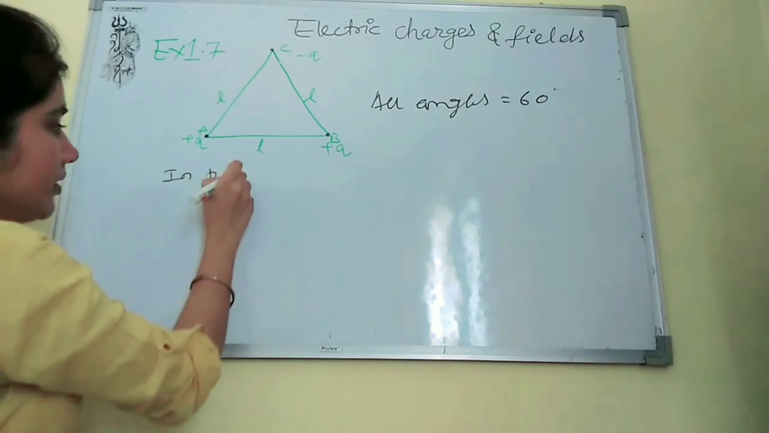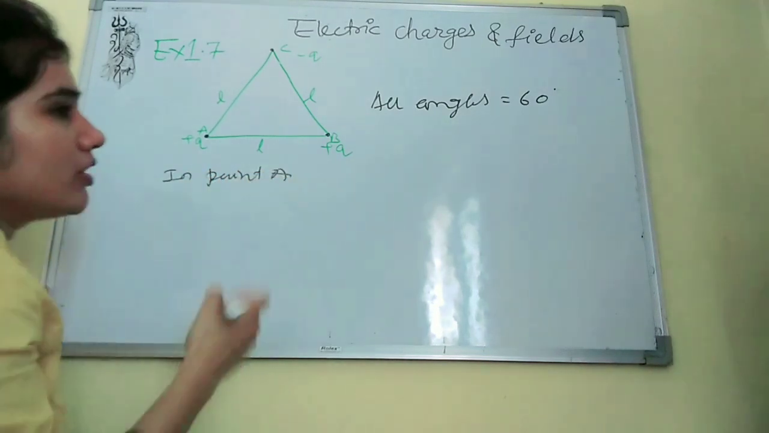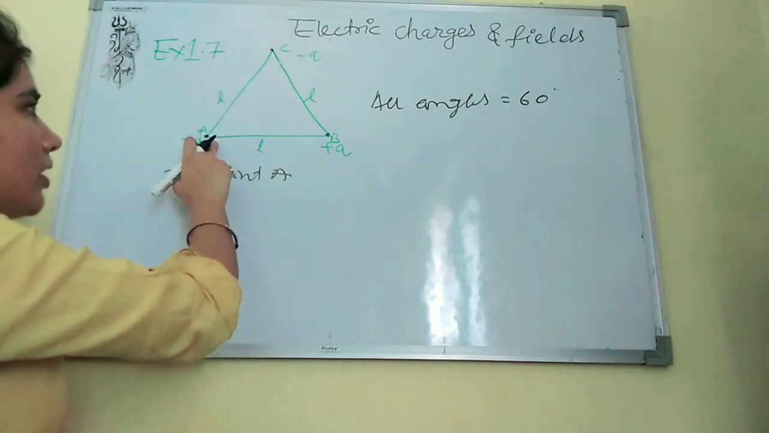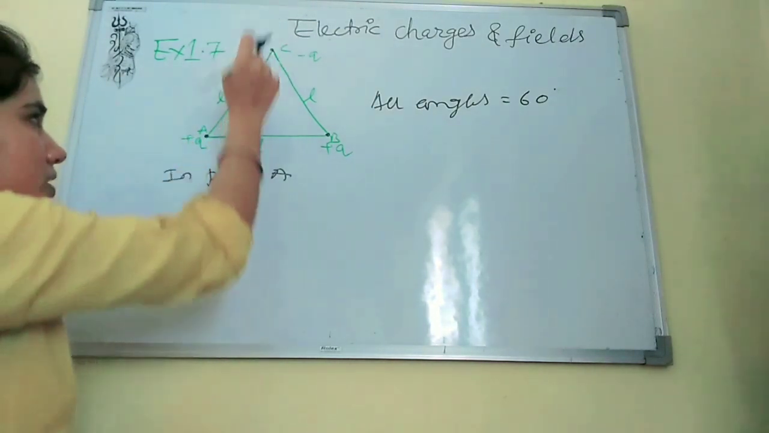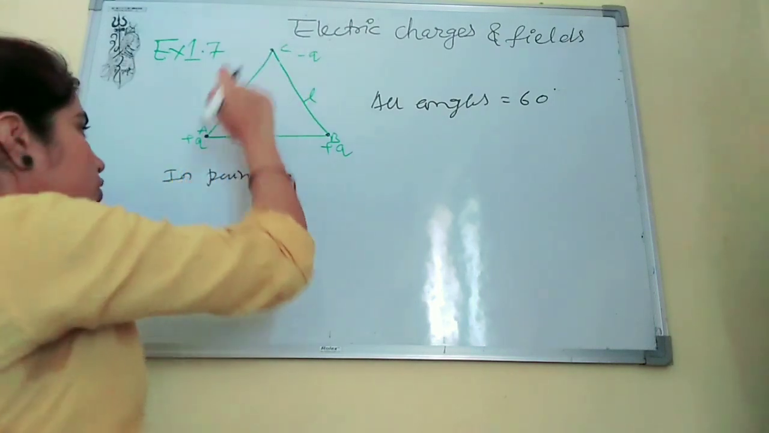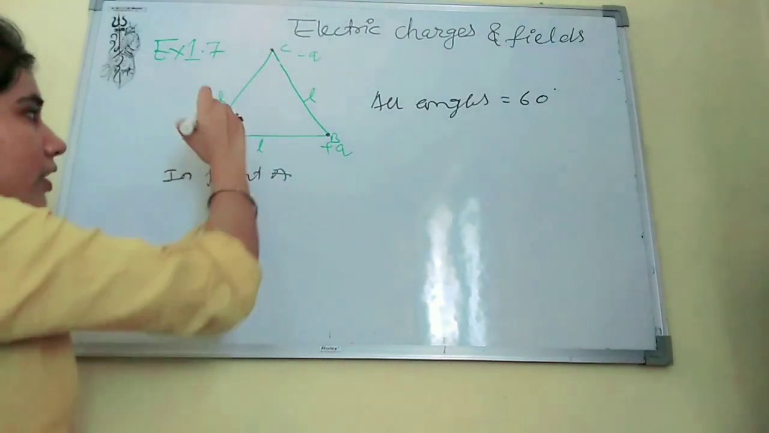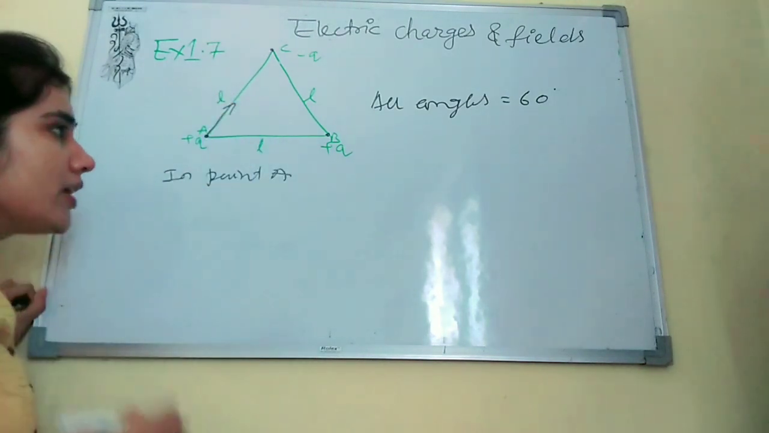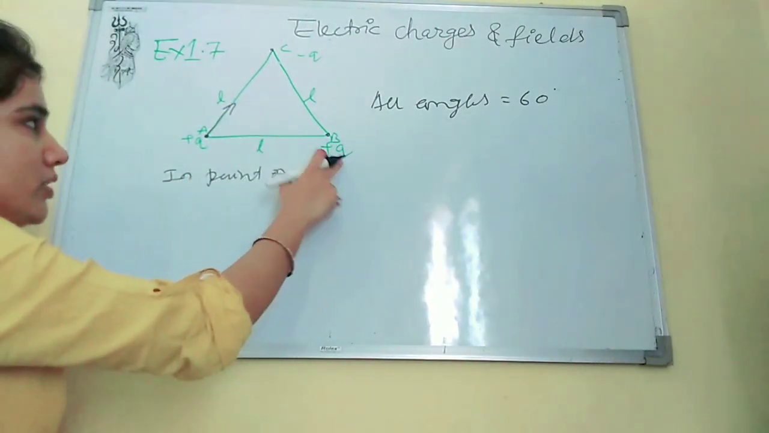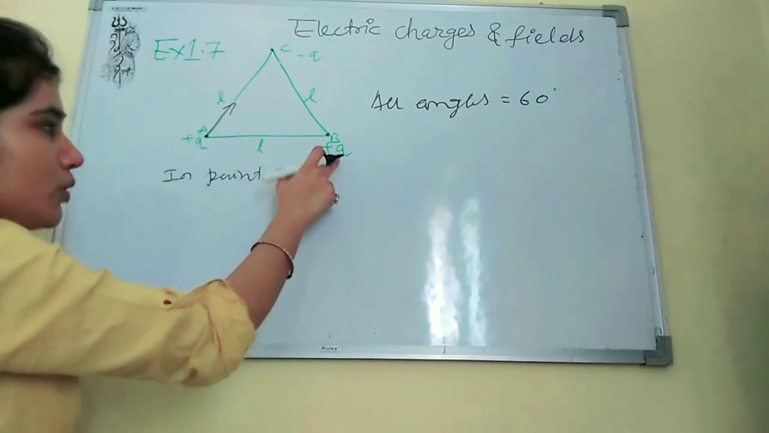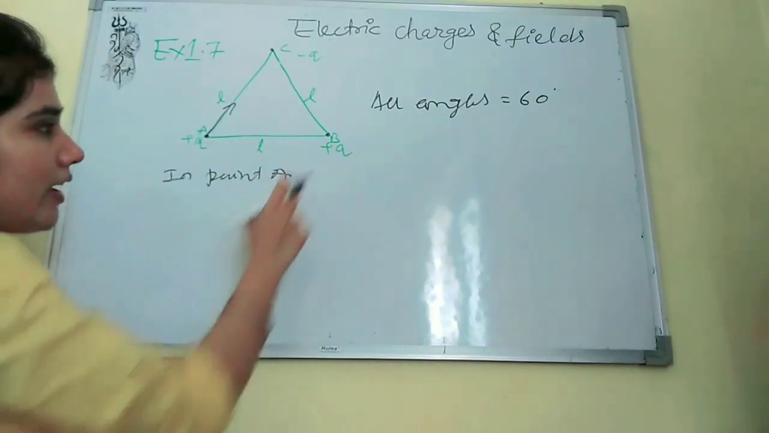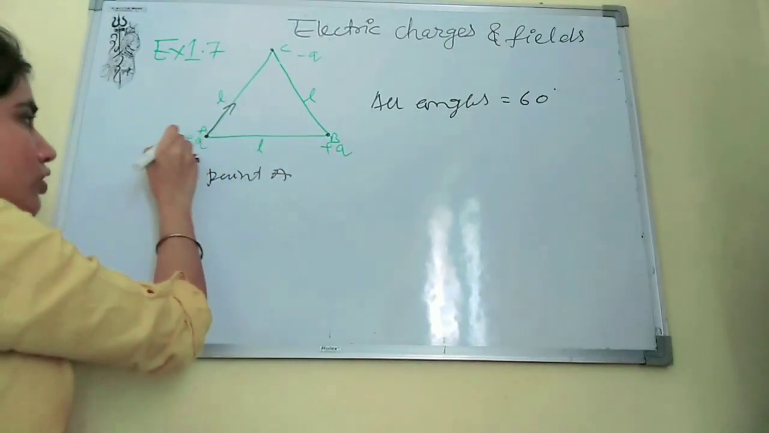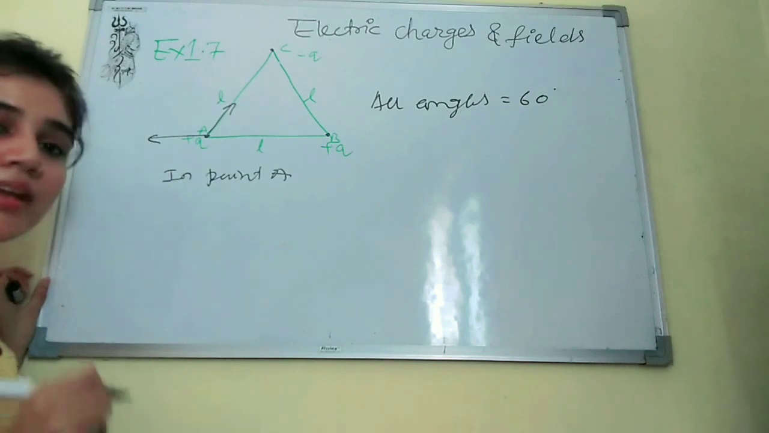At point A, two forces are going to apply. First, from point C, which is minus Q, so definitely the force will be attractive, and the direction of force will be this. And point B also puts some force on this, and that will be a repulsive force because both charges are similar, so the direction will be this side.